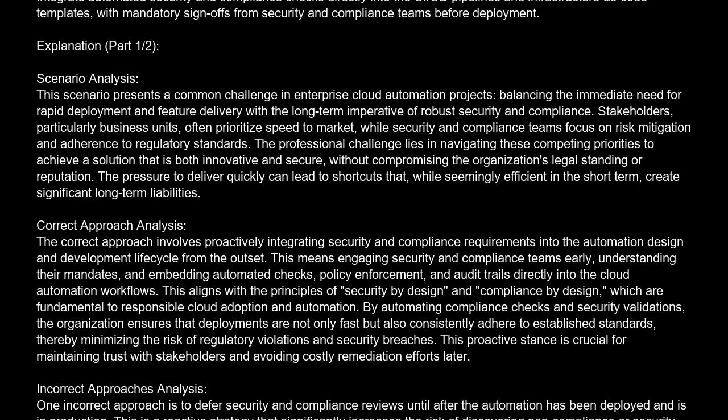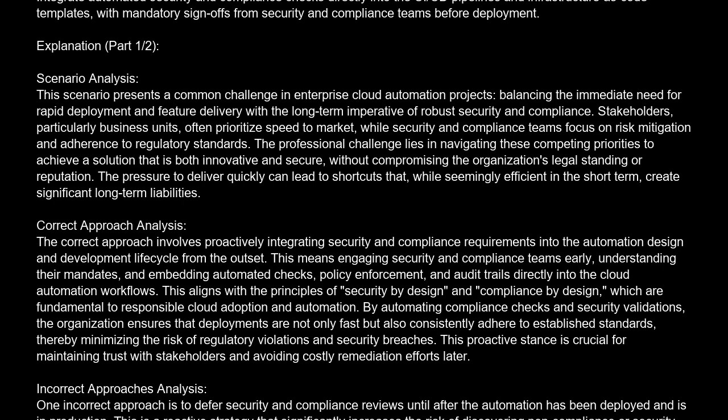This aligns with the principles of security by design and compliance by design, which are fundamental to responsible cloud adoption and automation. By automating compliance checks and security validations, the organization ensures that deployments are not only fast but also consistently adhere to established standards, thereby minimizing the risk of regulatory violations and security breaches. This proactive stance is crucial for maintaining trust with stakeholders and avoiding costly remediation efforts later.